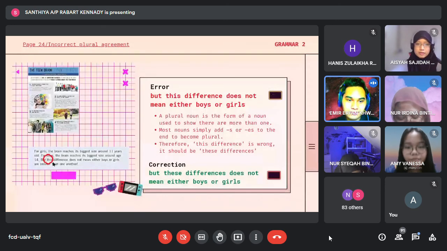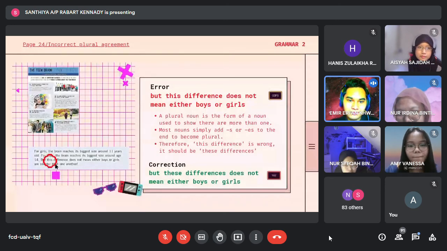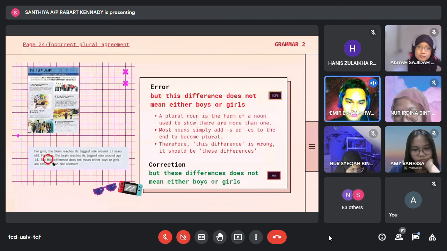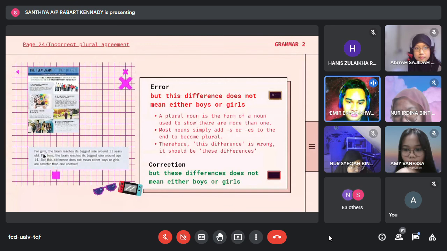So the first error is that this difference does not mean either boys or girls. A plural noun is the form of a noun used to show there is more than one. Most nouns simply add s or es to the end to become plural. Therefore, this difference is wrong. It should be these differences. So the correction is, but these differences do not mean either boys or girls.